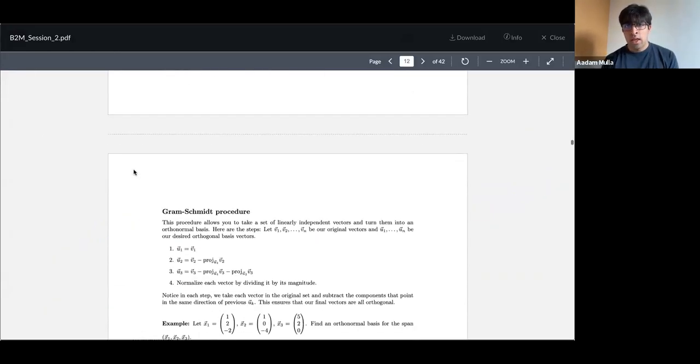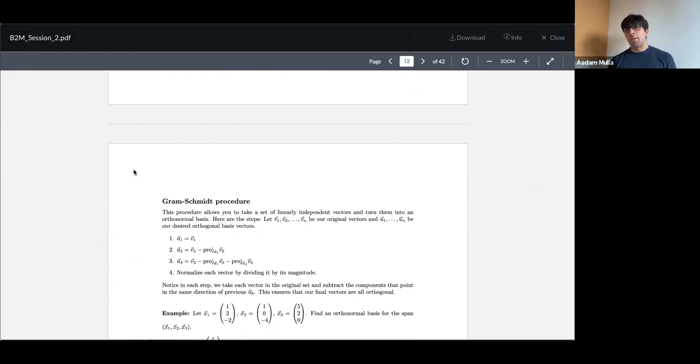So anyways, the main relation to the actual course here is that we're going to learn a way of taking any set of linearly independent vectors and turning them into an orthonormal basis. It's a pretty cool trick. The way it works is also quite interesting.